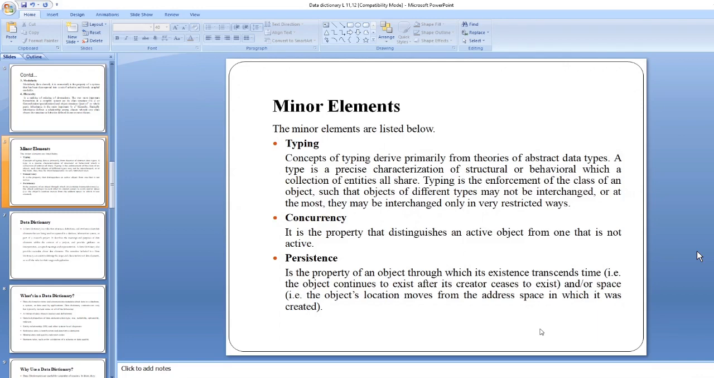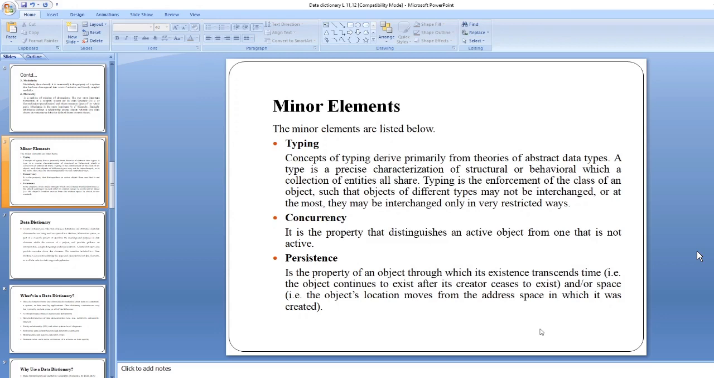Typing is the enforcement of the class of an object, such that objects of different types may not be interchanged, or can be interchanged only in a restricted way. When we have objects of different types, they should not interchange with each other, and should only communicate in a restricted way. The data should be transferred.